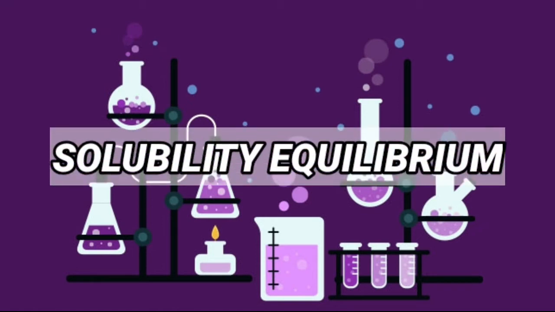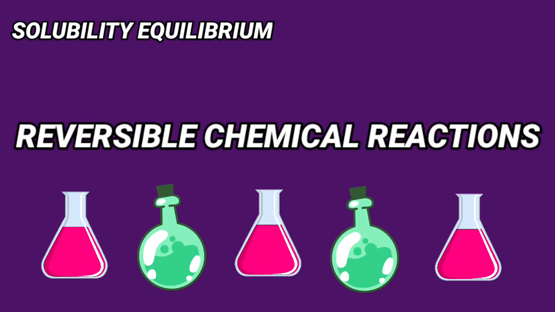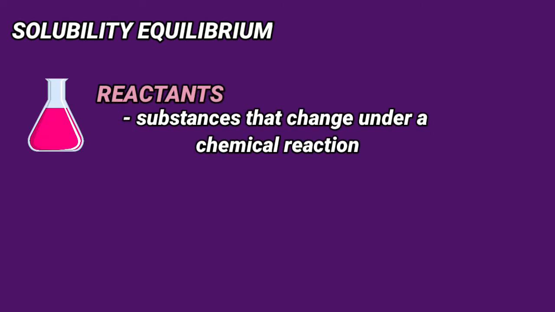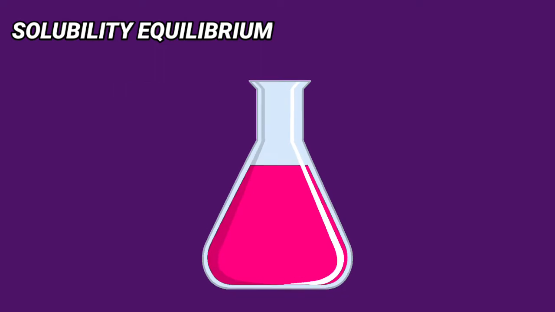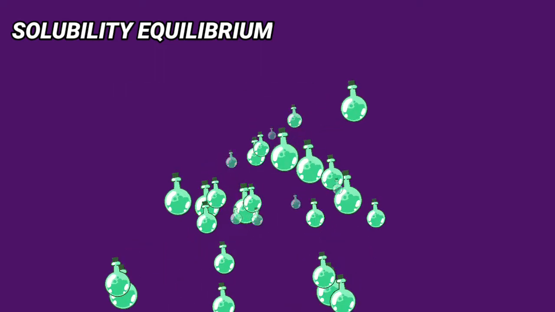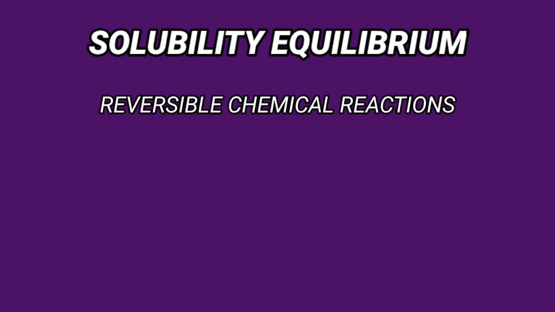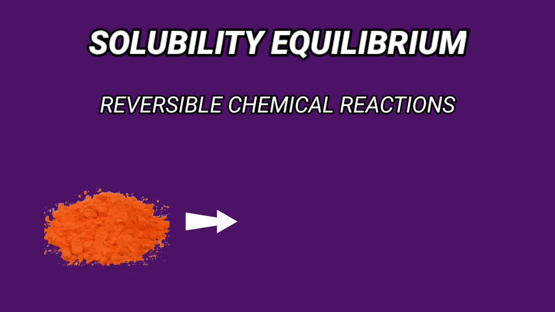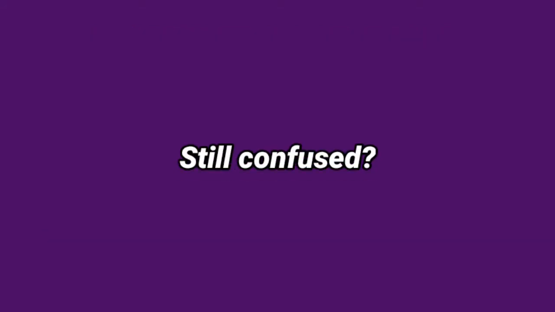Solubility Equilibrium. But first, let's clarify what this topic is all about. This topic focuses on reversible chemical reactions, where reactants and products are never fully consumed. Instead, they are constantly reacting and being produced. On the other hand, solubility equilibrium is a condition involving reversible chemical reactions where solids are dissolved in water to form aqueous solutions. Still confused?